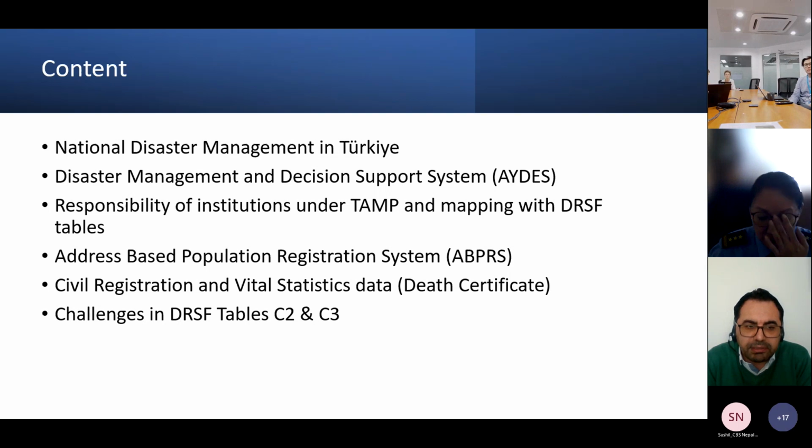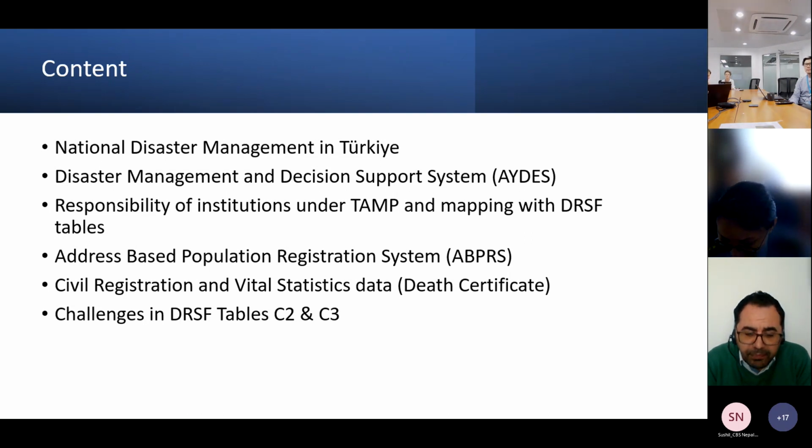Today I would like to start by giving brief information on the institutional arrangement and national disaster management in Turkey, which I believe would facilitate understanding the current status and responsible institutions taking action during a disaster response. And then I will try to map this information with the disaster-related statistics framework tables, which will reveal the possible production of the disaster-related statistics in the context of tables C2 and C3.